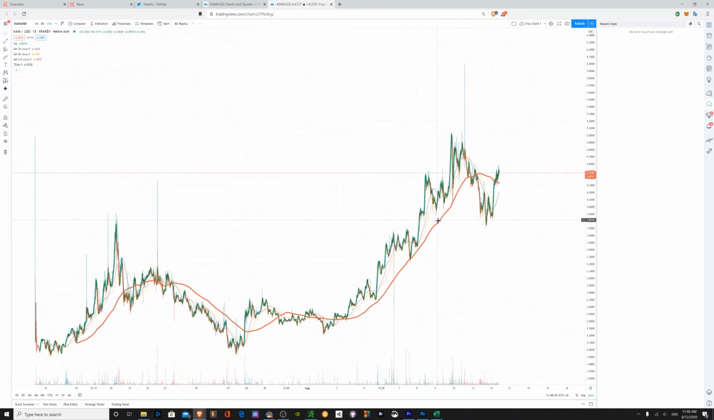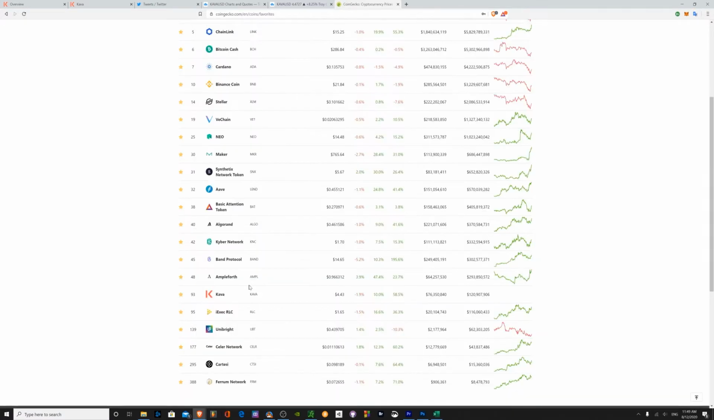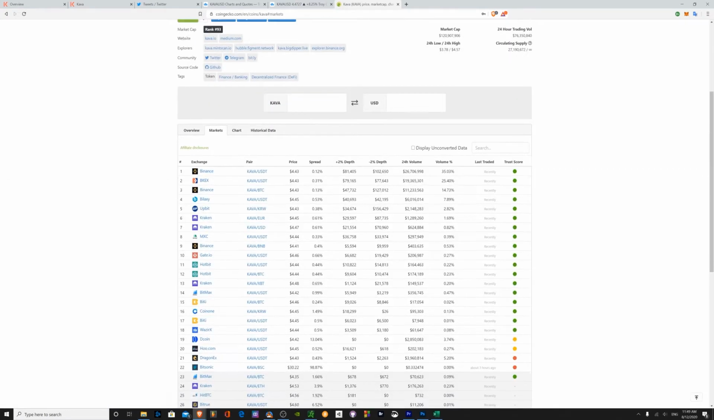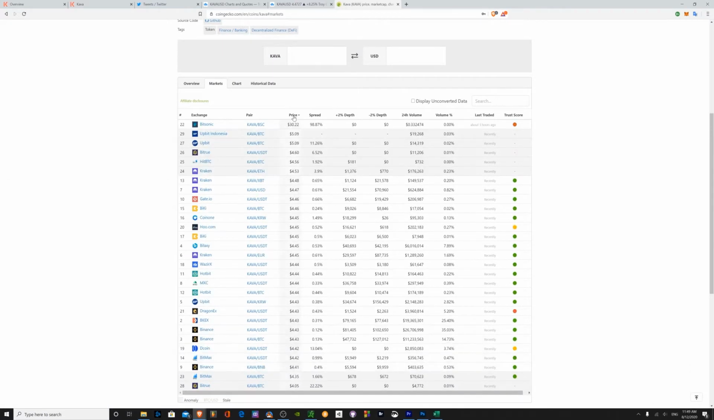In the cryptocurrency world, you can see the prices change rather significantly depending on which exchange you're at. Let me go ahead and pull up an example of what that might actually look like. So if we go to CoinGecko and check out Kava, up 10%, 58% over the past week. It's doing good things. Then right here in the market section, see all trading pairs. You see how the price differs depending on which market you're at. Trust score is red, a price of $30.22 for a Kava. I mean, come on. Somebody must have made a mistake.